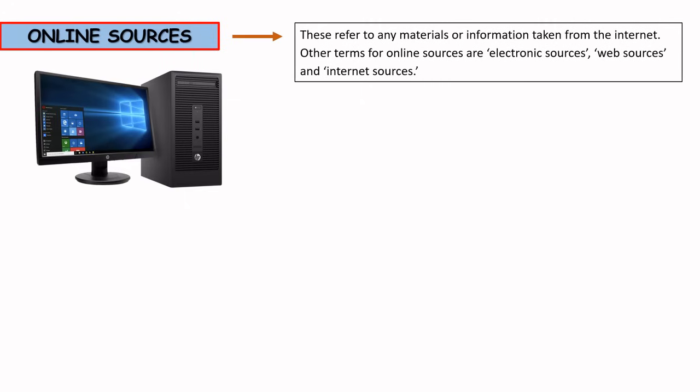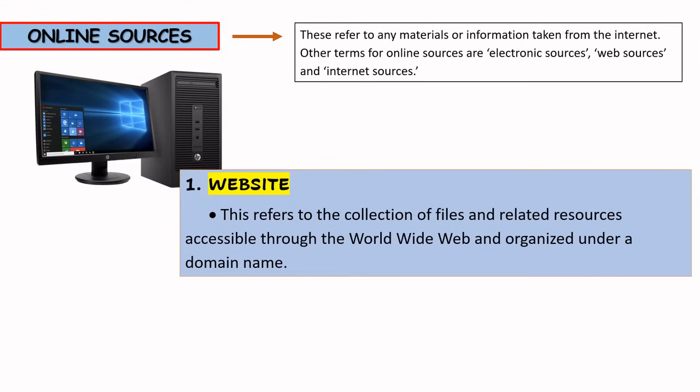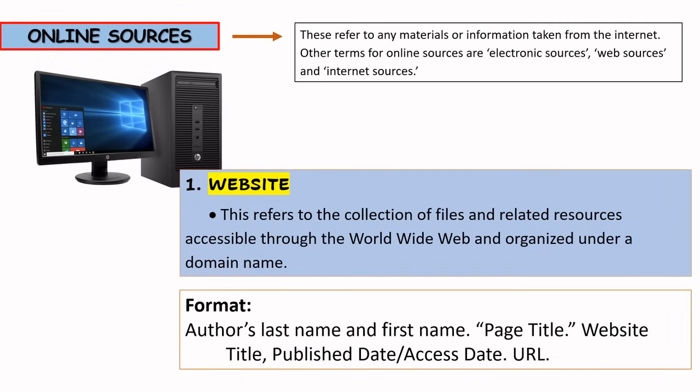Online sources. These refer to any materials or information taken from the internet. Other terms for online sources are electronic sources, web sources, and internet sources. Website. This refers to the collection of files and related resources accessible through the World Wide Web and organized under a domain name.